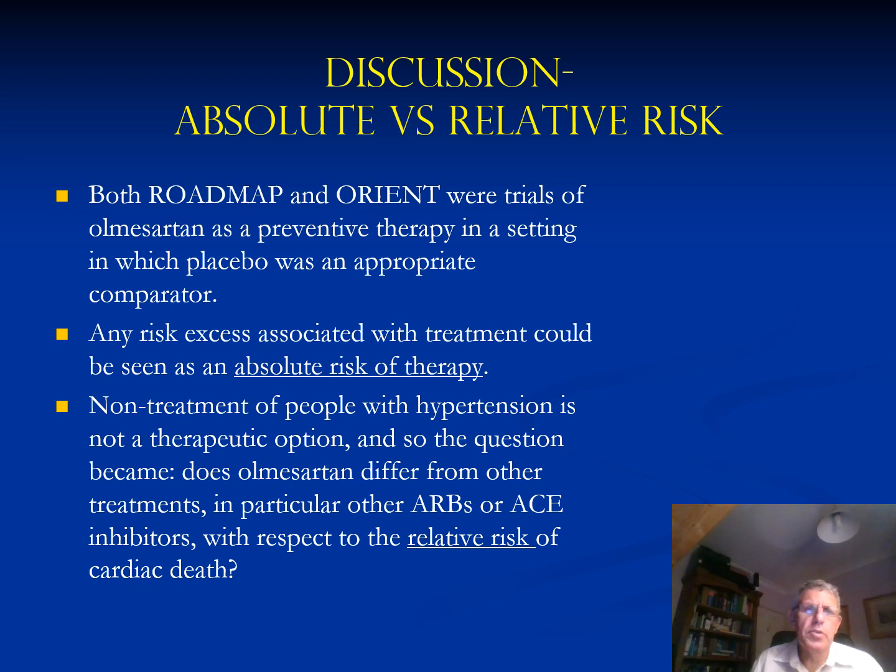So the discussion goes on to note that the previous two RCTs were trials of olmesartan as a preventive therapy in a setting where placebo was an appropriate comparator, and any risk associated with treatment could be seen as an absolute risk of therapy. Non-treatment of people with hypertension, they argue, is not a therapeutic option, and so the question becomes, does olmesartan differ from other treatments, in particular other ARBs or ACE inhibitors, with respect to the relative risk of cardiac death.